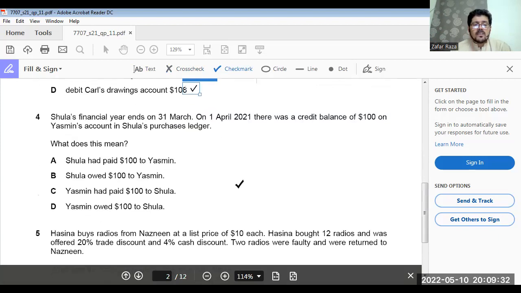Okay. Now, this MCQ, I've seen this MCQ in 2004, 2005 somewhere in the past papers. Shwala's financial year ends on 31st March. On 1st April 2021, there was a credit balance of $100 on Yasmin's account in Shwala's purchase ledger. It means Shwala owed Yasmin $100. Shwala has to pay Yasmin $100. Are you getting my point clear?